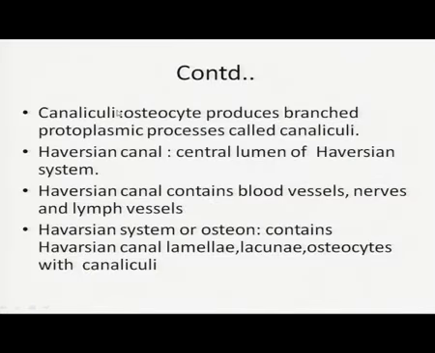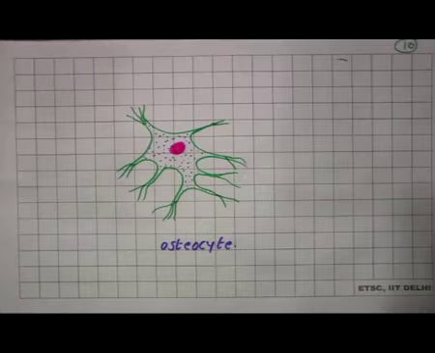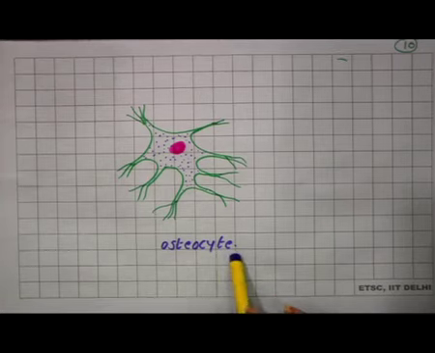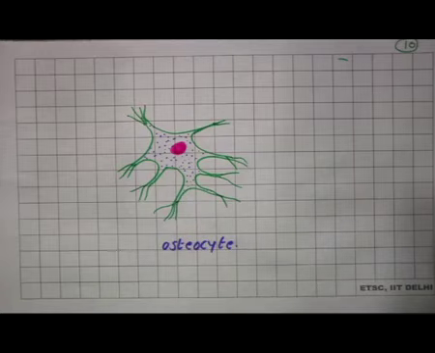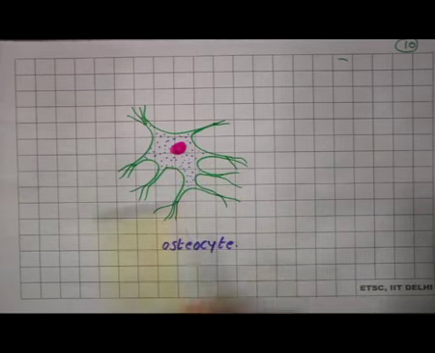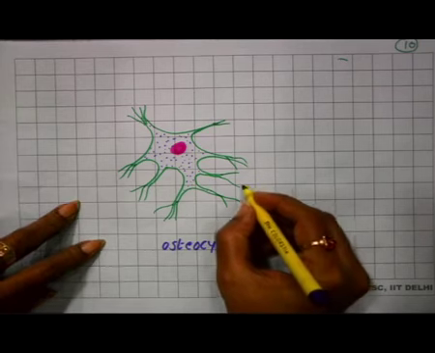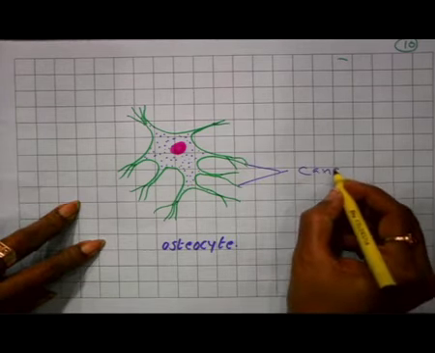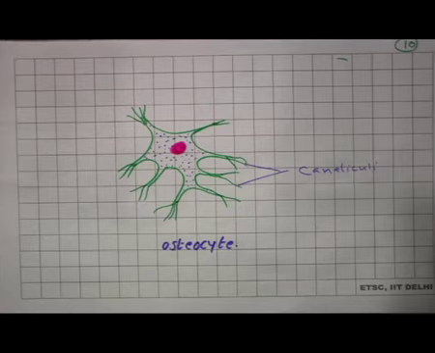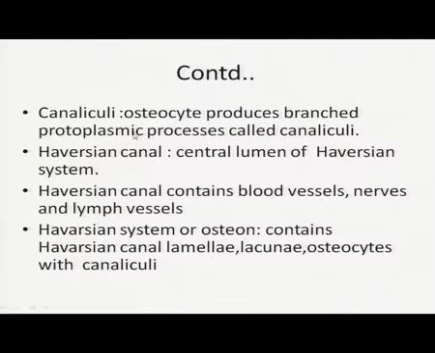Now, what is canaliculi? You can see canaliculi are the branches of the osteocyte. See the osteocyte, this is the diagram of a single osteocyte, a bone cell. It is highly branched, and contains a nucleus at the center and cytoplasm. And these branches are known as the canaliculi. So, canaliculi are the branches of osteocytes, and they are the protoplasmic processes arising from the osteocyte.